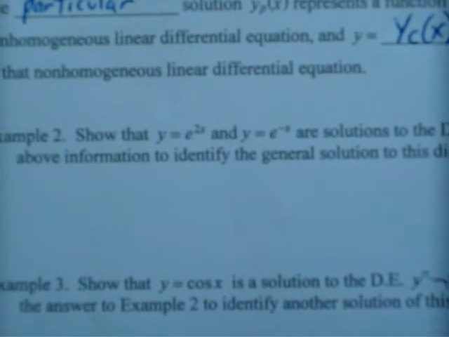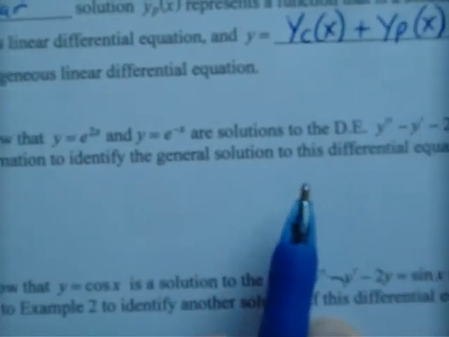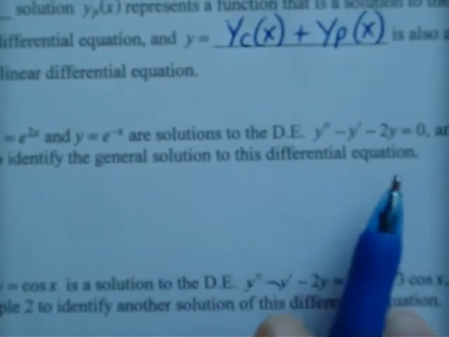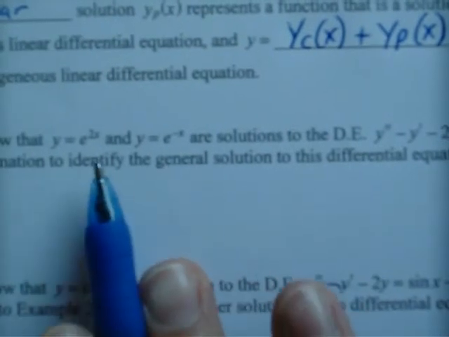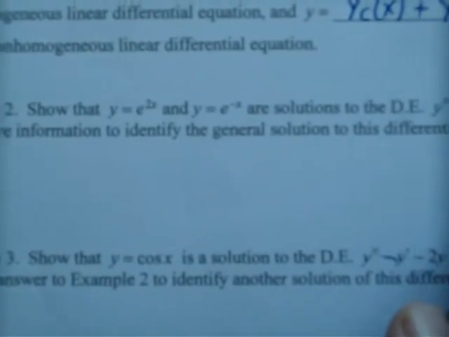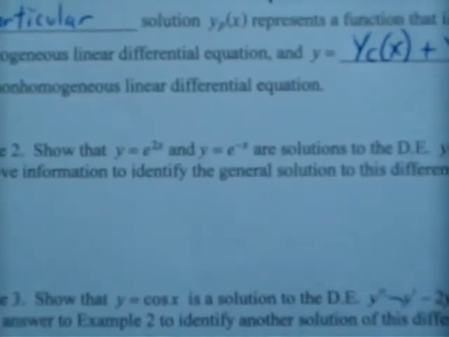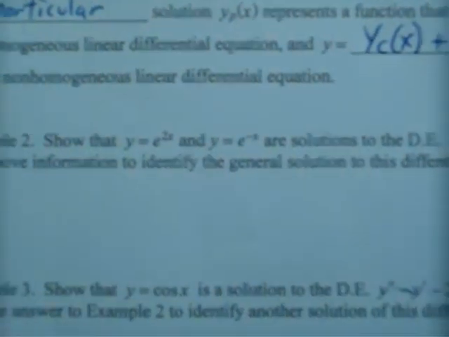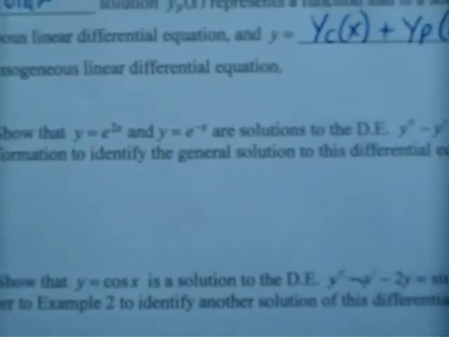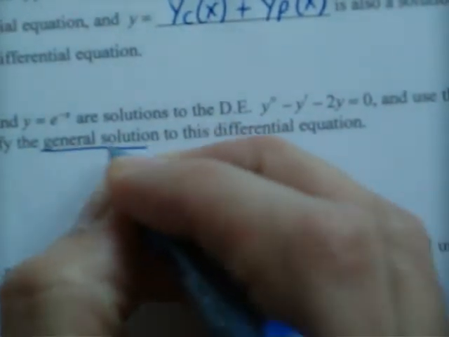And so example 2 is just illustrating these facts, applying them. First of all, it says show that y equals e to the 2x and y equals e to the negative x are solutions to this differential equation. And clearly they're linearly independent again. One is not a multiple of the other. And then it says, and use the above information to identify the general solution to this differential equation. Well, first of all, the fact that they are solutions to this, I will work out and post that in Angel. But as far as identifying the general solution, I'll go ahead and do that here.